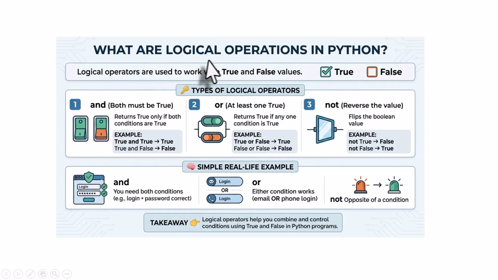Okay? Let's understand what are logical operations in Python. So logical operators are used to work with true and false values. We have these different types of logical operators.